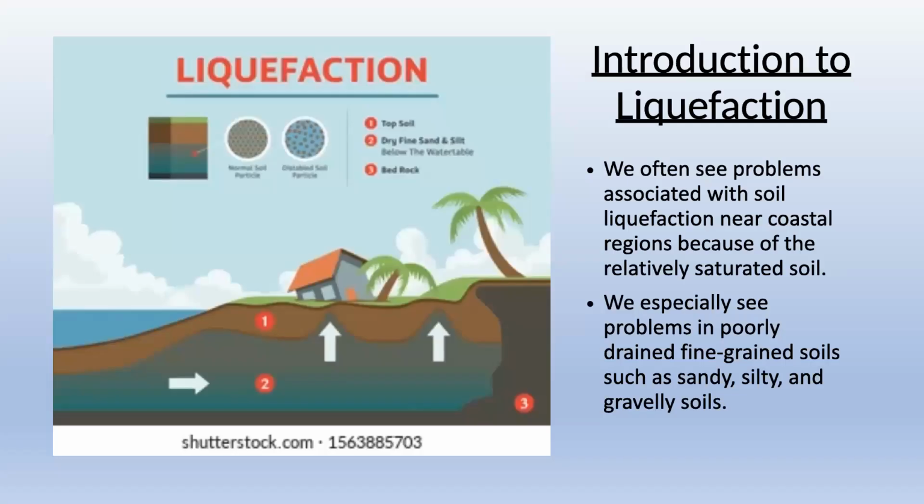We often see problems associated with soil liquefaction near coastal regions because of the relatively saturated soil. We especially see problems in poorly drained fine-grained soils such as sandy, silty, and gravelly soils. As we can see in this image on the left, bedrock is acting as a boundary, keeping the water table high to the left of it in this depiction. During an earthquake, we can see how water is forced upwards, in return turning the soil below the overlying structures into a liquid type state, resulting in the failure of the structure itself.